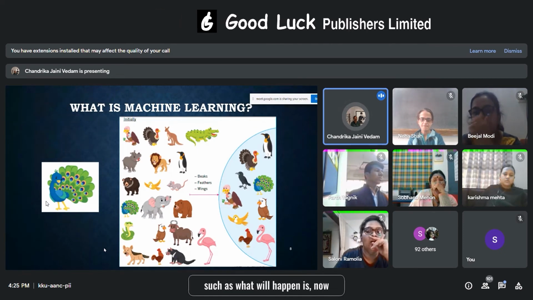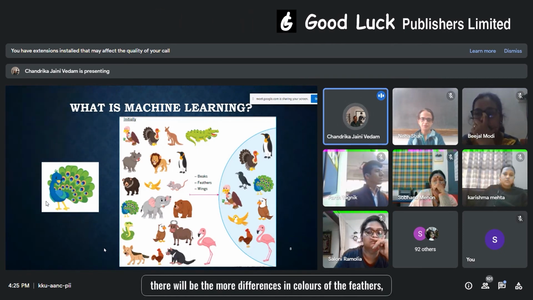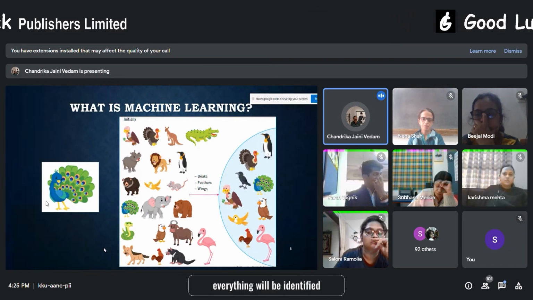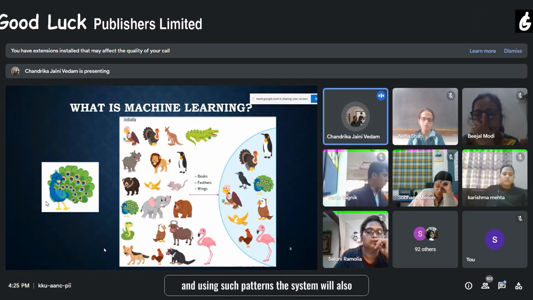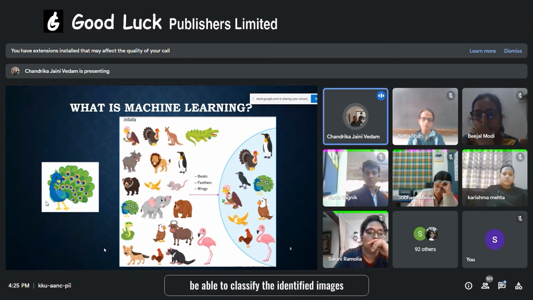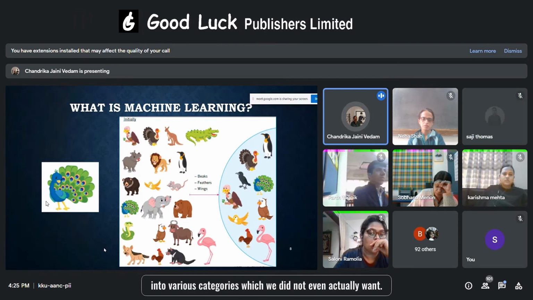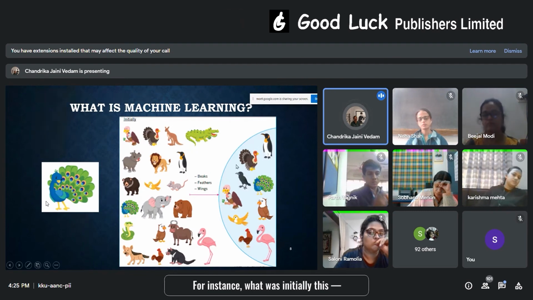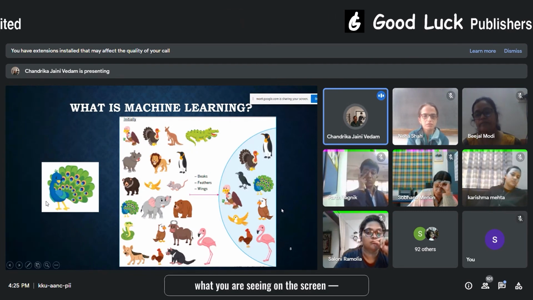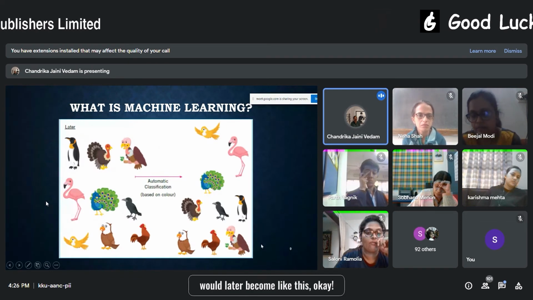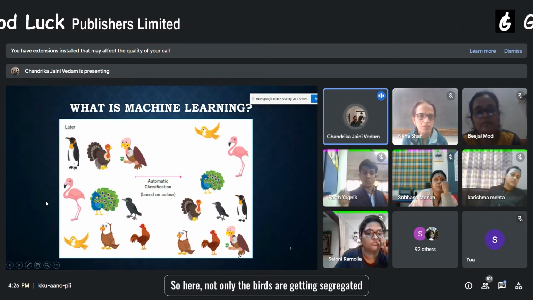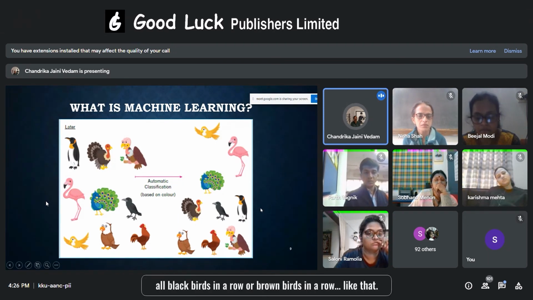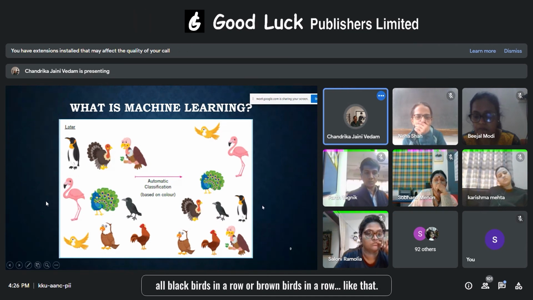Now there will be more differences in colors of the feathers, differences in the shapes of the beaks. Everything will be identified, and using such patterns, the system will also be able to classify the identified images into various categories, which we did not even actually want. For instance, what was initially this, what you are seeing on the screen, would later become like this. So here not only are the birds getting segregated, but also the types, all black birds in a row, all brown birds in a row, like that.